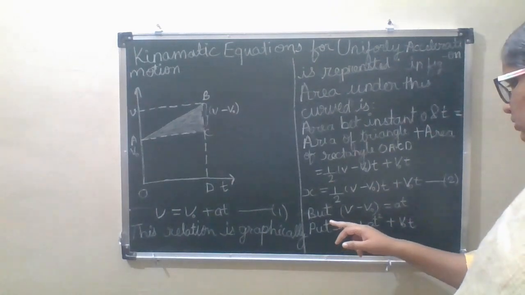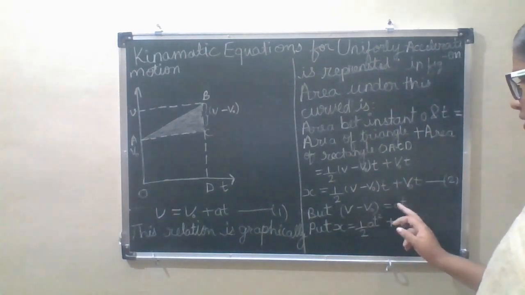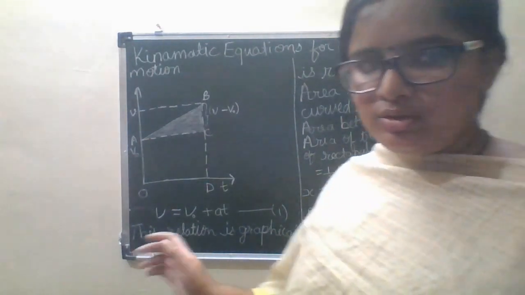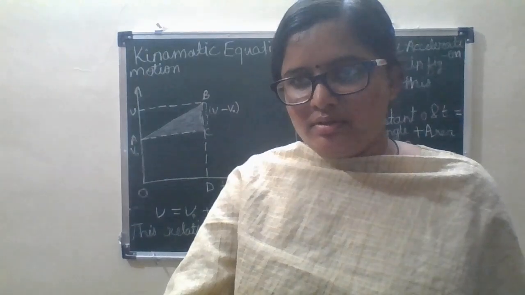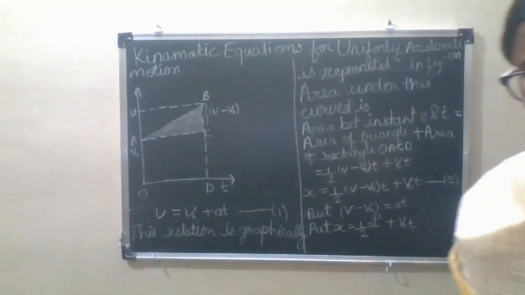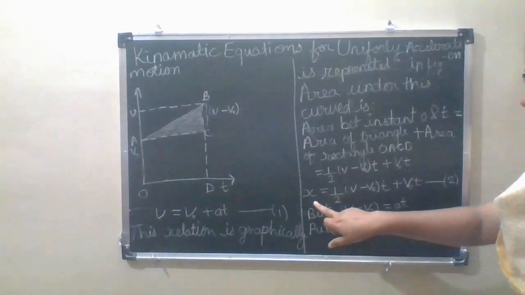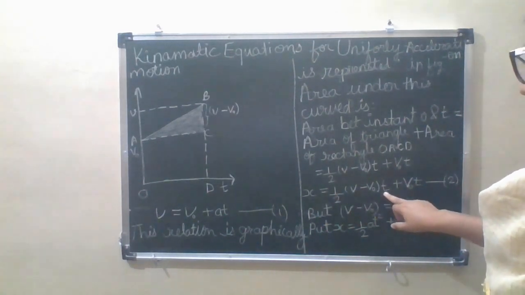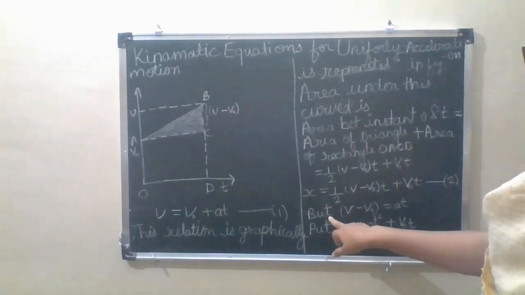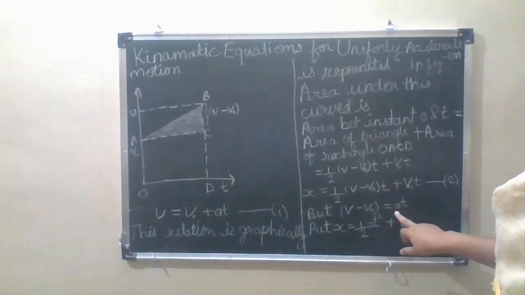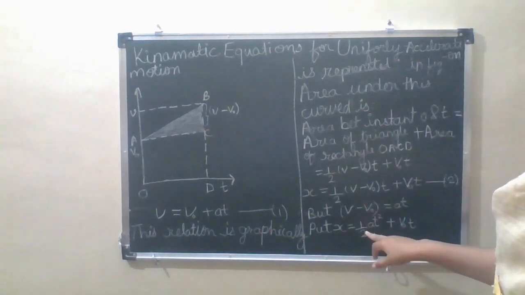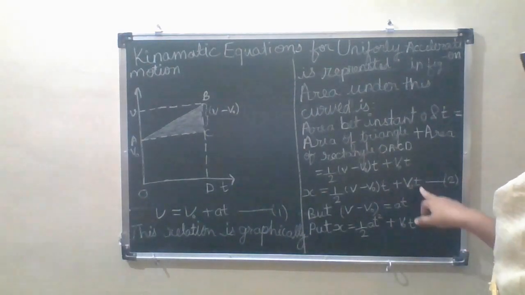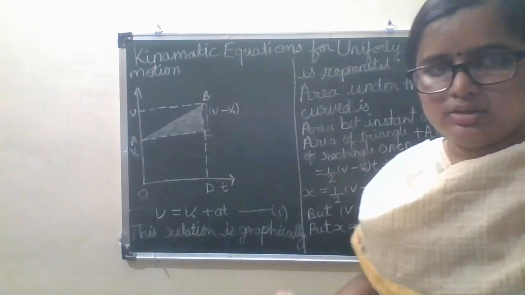Substituting this value, we get x is equal to 1 by 2 into v minus v0 into t. Since v minus v0 is equal to at, x is equal to 1 by 2 at square plus v0 into t. Further we will see.